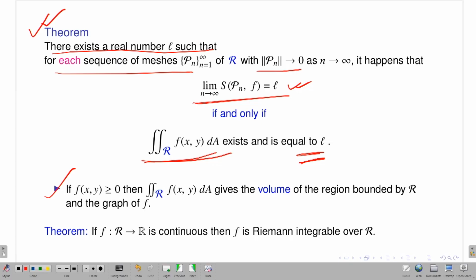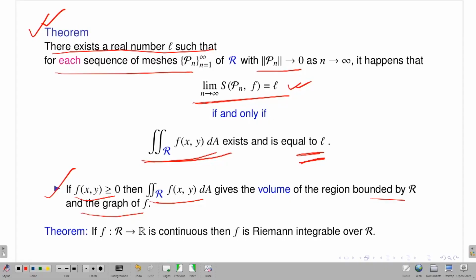One corollary. If my function is positive, then this gives the volume of the region bounded by R and the graph of f. Now, as I said, if I go for functions from R3 to R, then it is very difficult to draw a picture. However, if I have a function from R2 to R, the graph will give you some kind of picture in R3, and you will have a graph of f and a region. So now you can visualize it, and in fact the Riemann-Darboux integral will give you the volume of the region.